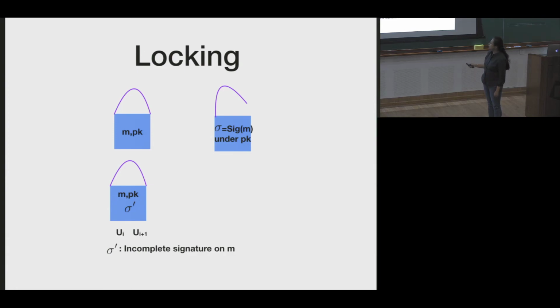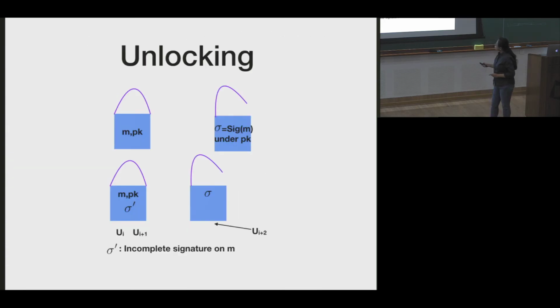Now, if you have u_i and u_{i+1}, they will together, in a combined effort, try to create an incomplete signature, sigma dashed, and sigma prime is an incomplete signature on M. How they do it is a different story. I'm not going to talk about that, but intuitively, it will only create an incomplete signature which can be made complete only when u_{i+1} has some information from u_{i+2}. So this signature would be complete only with some inputs from u_{i+2}. So in order to unlock, you need u_{i+2}'s help.